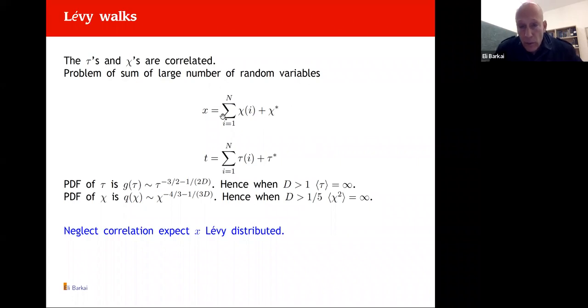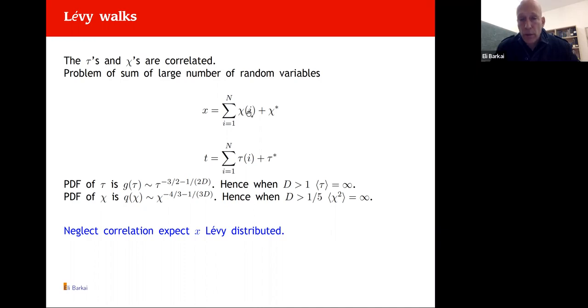However, if we just look at this, maybe we can say, if we neglect the correlations between these ψ_i's and the τ_i's, namely, let's say n is simply the measurement time divided by τ. Let's say d is less than 1, so this τ is finite. Then you see something like a summation of IID random variables, or some approximation of it. And this is actually what will happen in normal diffusion.